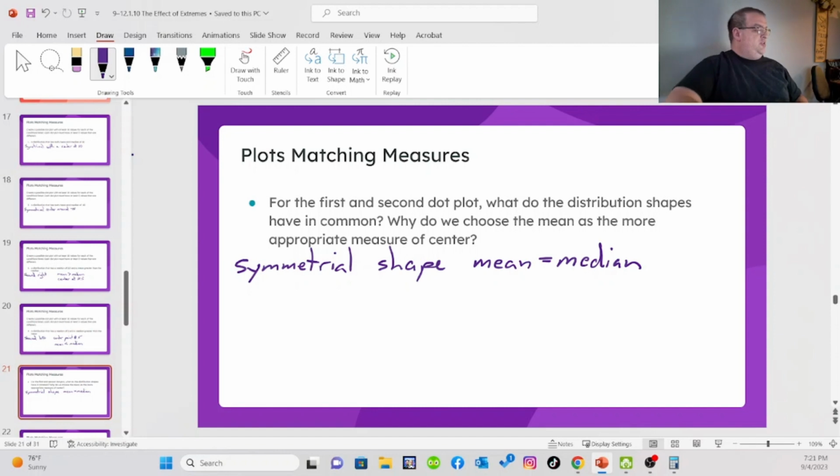And why do we choose the mean as the more appropriate measure of center? Well, the mean takes all our points, adds them together, and divides by how many there are. If it's symmetrical, then our mean will give us the exact average, whereas our median will give us the value of the center point. Okay? So our mean is more accurate.